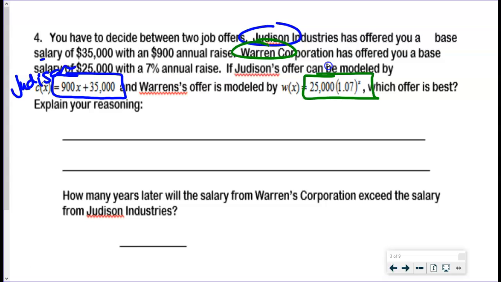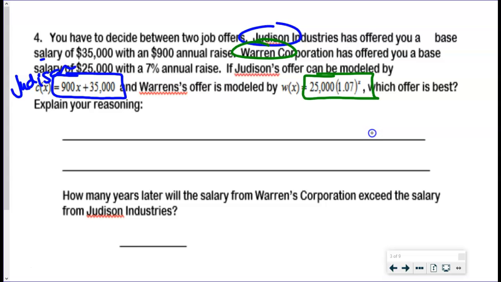So when we look at the graph or the table, we're going to see that even though Warren starts lower, it ends up giving you a percentage raise instead of a flat raise, and therefore it grows a lot faster. So you're going to figure out which job offer you're going to take, and this is where I can't really tell you how to write down the answer because it depends on your decision. Your decision is going to be based on time. So you have to decide.